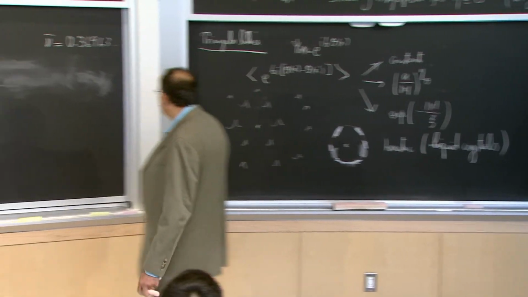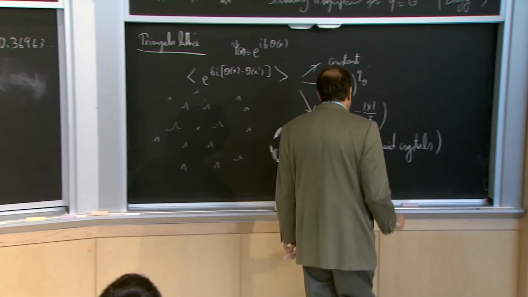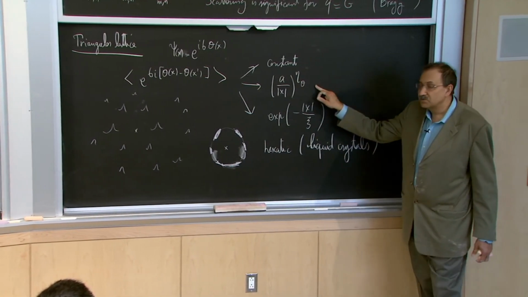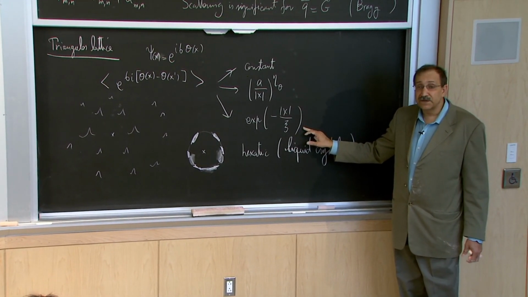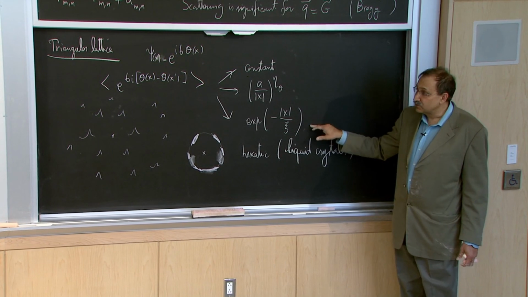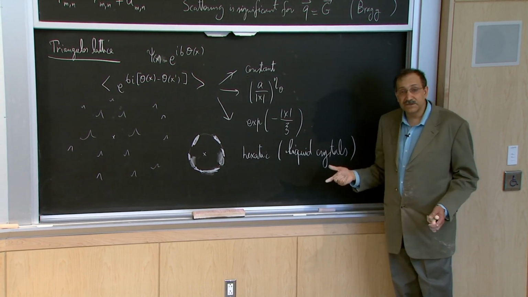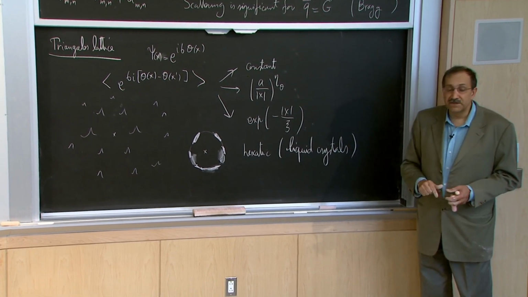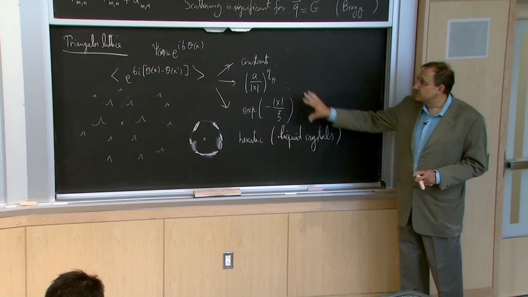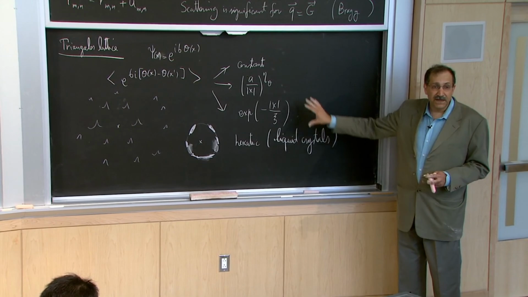So the transition between this hexatic phase to this fully disordered phase, it turns out in 2 dimensions to be another one of these dislocation, well, topological defect and binding transition. So maybe we will finish with that next time around.